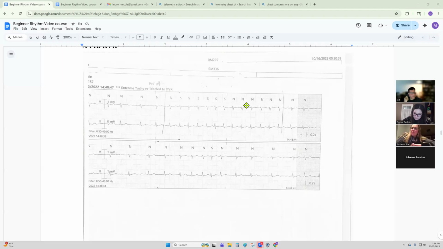Usually, for true SVT, I will say if I can't see the P wave because it's buried in the T, then I'll call it SVT. But if I can see a P, then I'll call it PAT. Yeah, exactly. Paroxysmal atrial tachycardia.